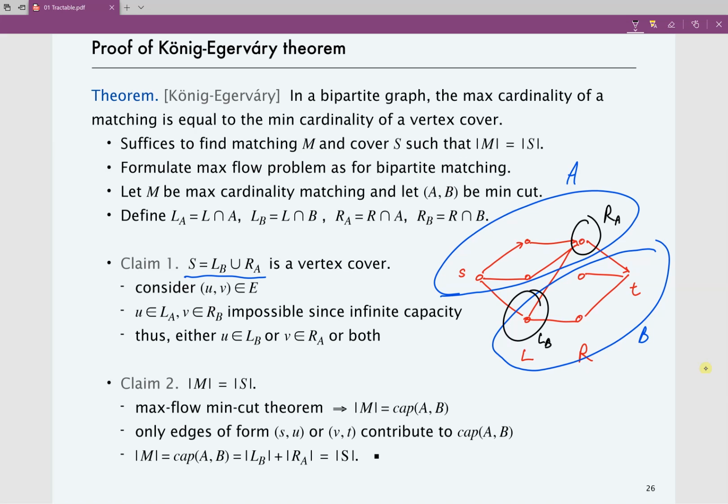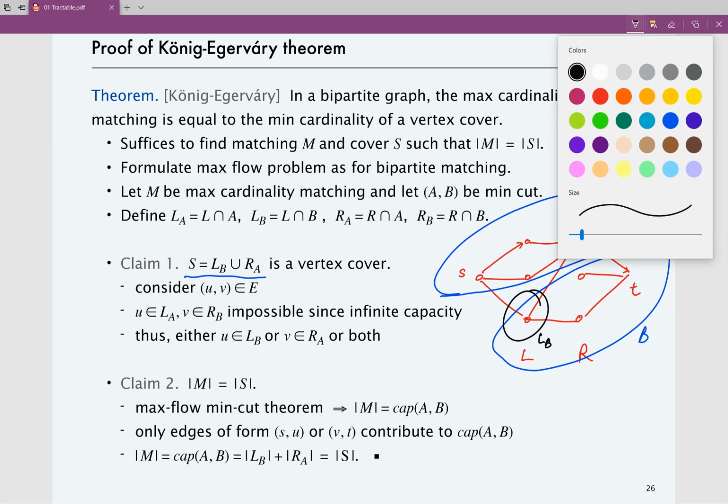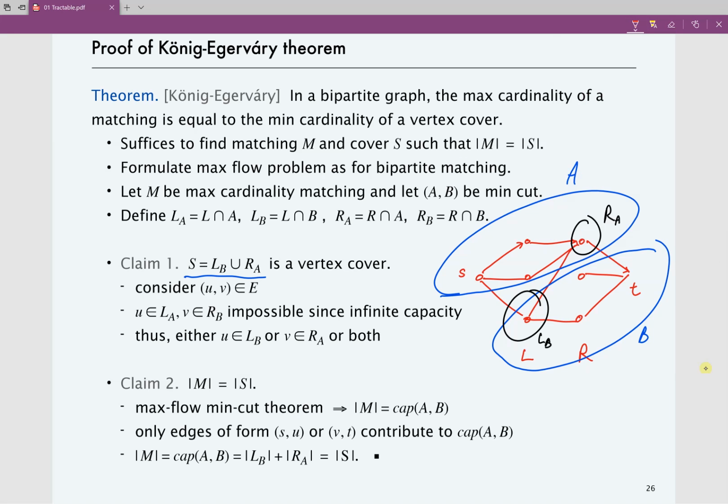Then this first claim is that if we take the union of these two parts, we get a vertex cover. So let's first prove this claim. All we need to do is consider an arbitrary edge, and make sure that the set S covers the edge. If U, for example, is in LB, then the edge is covered. Or if V is in RA, the edge is also covered.